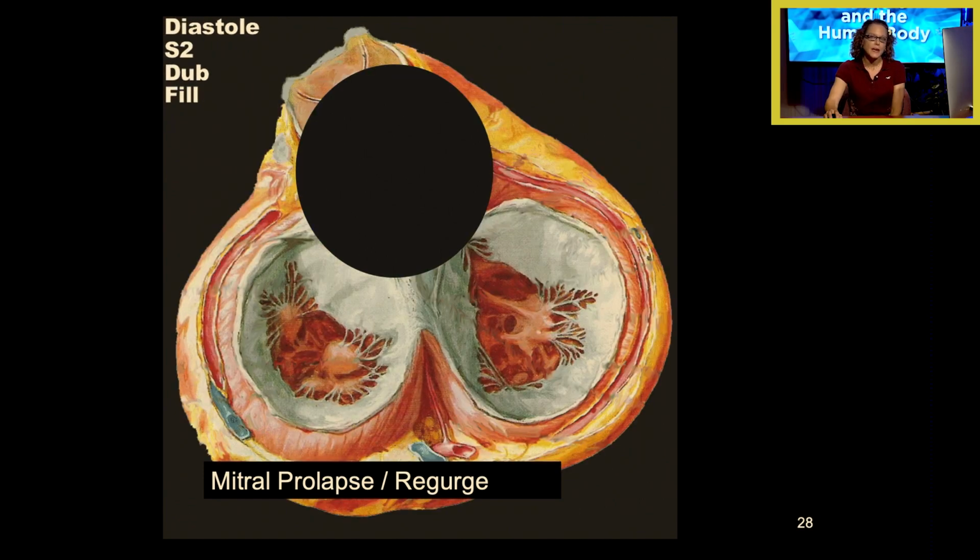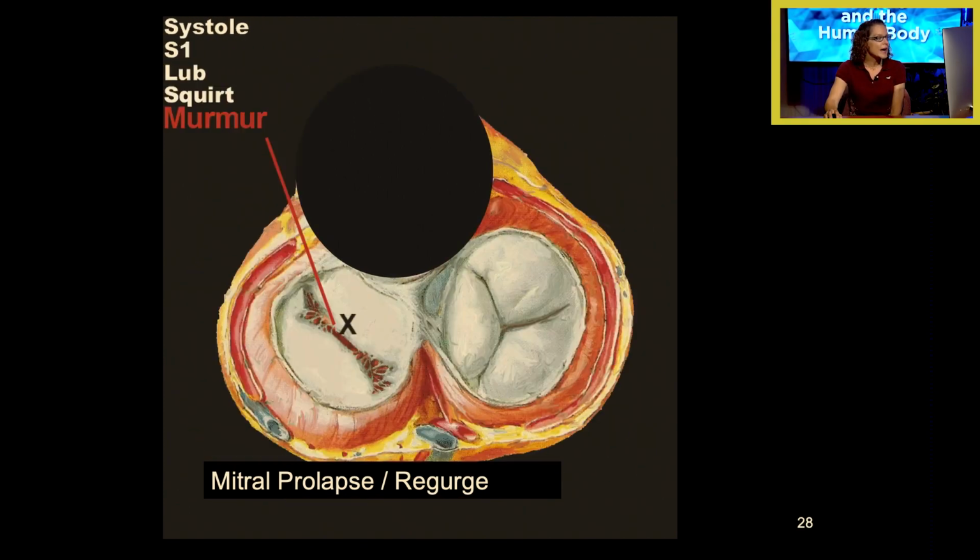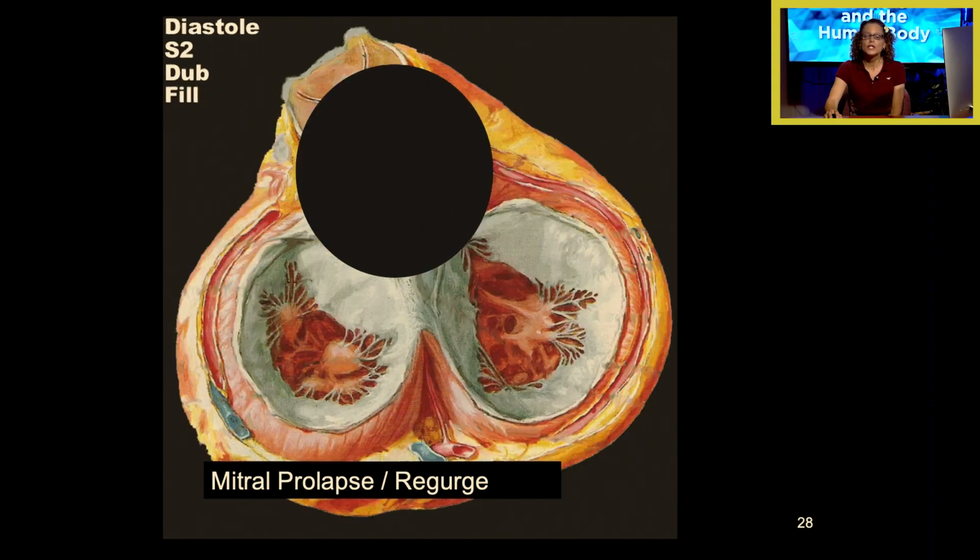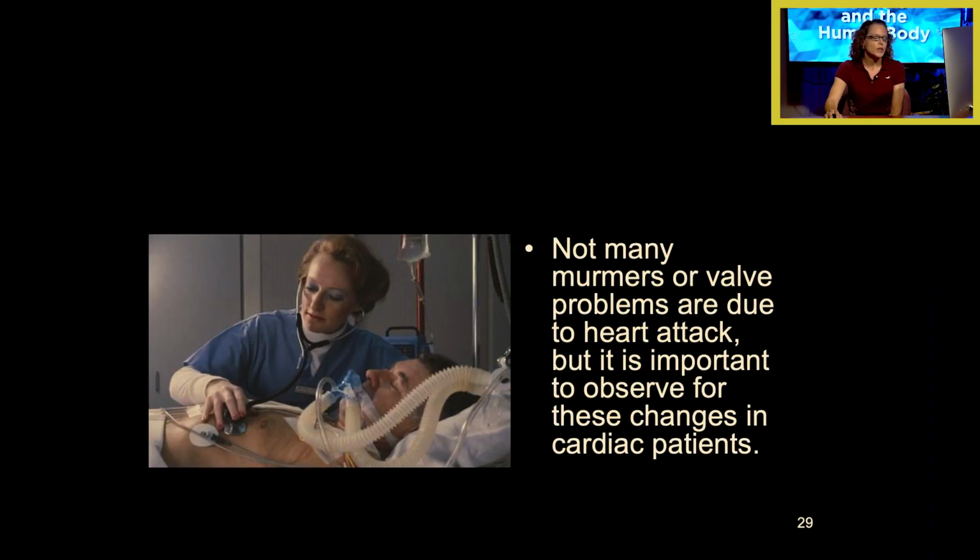If you listen to this patient with your stethoscope, you would hear a murmur. A murmur is the sound of that blood regurgitating back up from the ventricle into the atrium, and it sounds like a swooshing sound. Not many murmurs or valve problems are due to heart attacks, but it is important to observe for these changes in our cardiac patients.